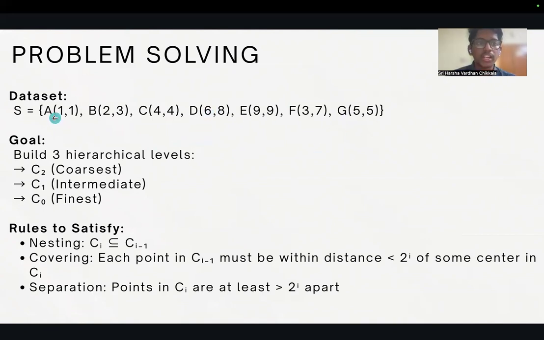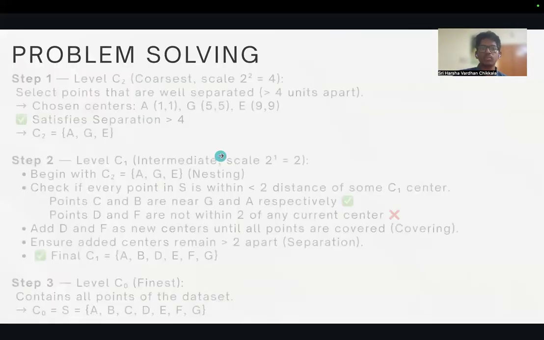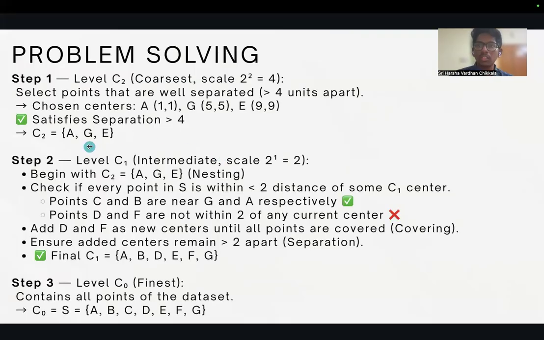So as you can see here, there are data points A, then data point G, and then data point E. If you try to apply the formula, they would be greater than 4 units apart. So as we discussed before, now at level C2 we have totally 3 points. They are A and G and E. So this is our first set in level 2.